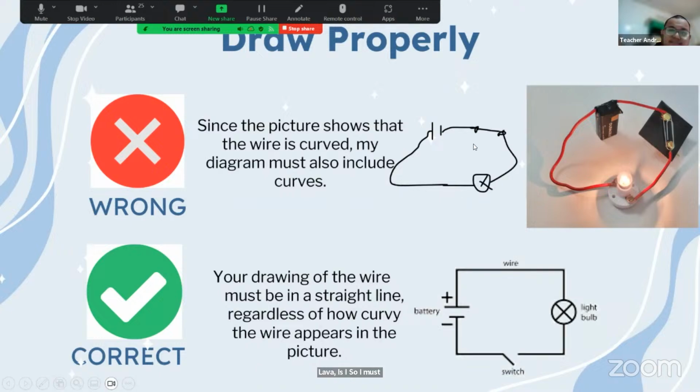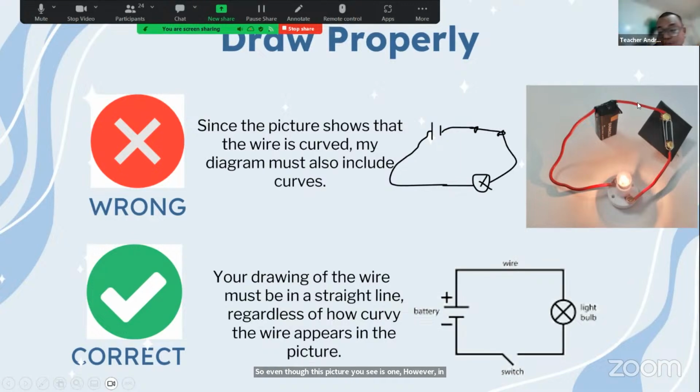Am I right? In this case, you are wrong, because your drawing of the wire must be in a straight line regardless of how curvy the wire appears in the picture. So even though this picture you see looks like an oval, in your diagram for the examination, you must draw in a straight line as shown here, with a battery followed by the wire, light bulb, and a switch here. So battery, switch, light bulb, all in a straight line. All right, so please take note of these important things.